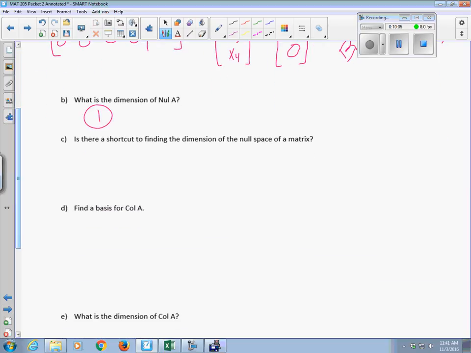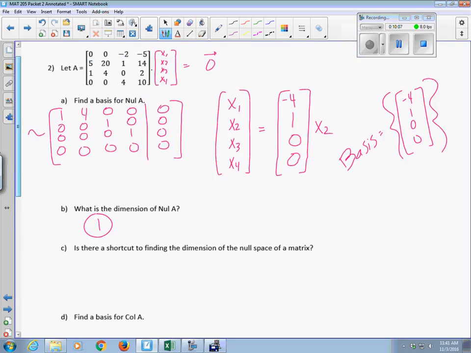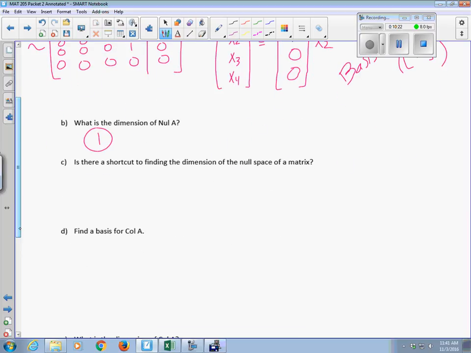Okay, so is there a shortcut for finding the dimension of the null space of a matrix? Yeah, the number of free variables. Because the number of free variables dictates how many vectors are going to be in parametric vector form, and that's also the number of vectors in your basis. So the dimension of null A equals the number of free variables in Ax equals 0.